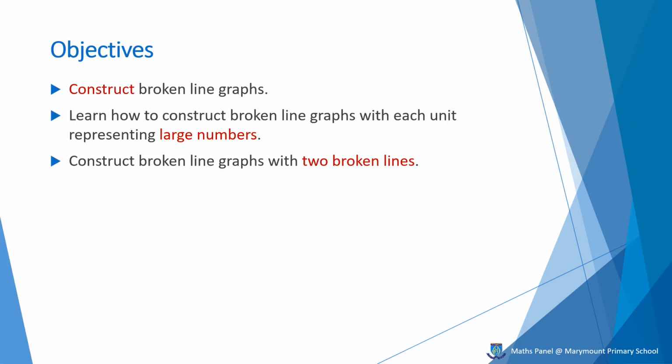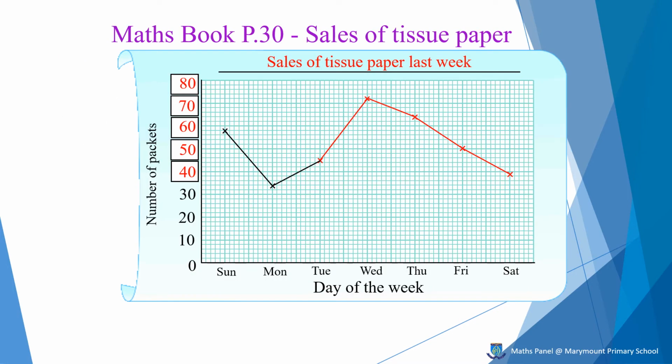So here are the objectives. The first one is we have to construct, that means draw, broken line graphs, and then we have to learn how to construct broken line graphs with each unit representing large numbers. And the third one is to construct broken line graphs with two broken lines. So you may refer to your math book page 30.